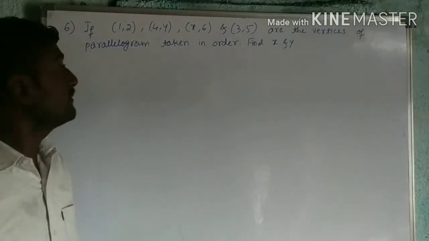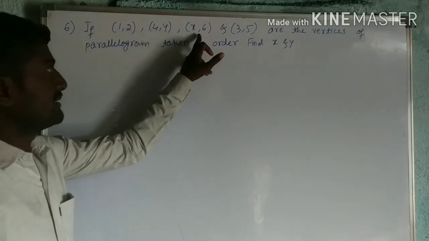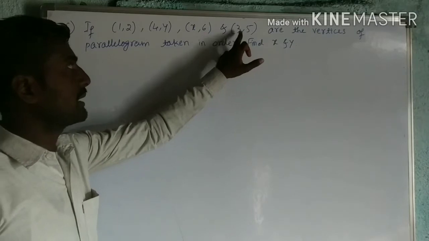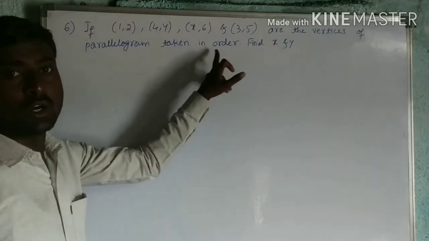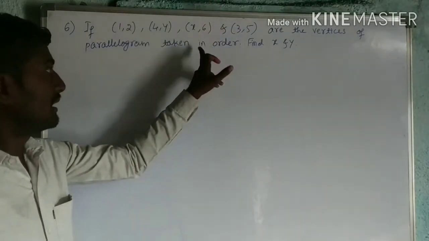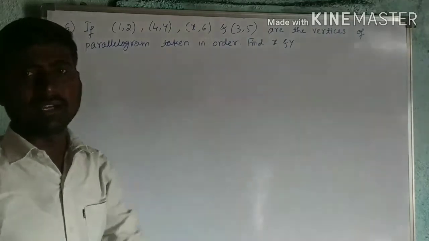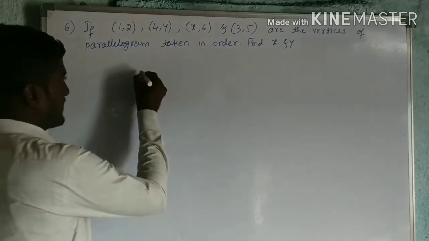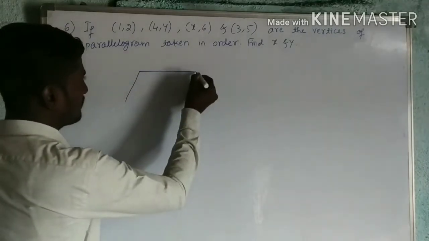Next, sixth question. If 1 comma 2, 4 comma y, x comma 6 and 3 comma 5 are the vertices of a parallelogram taken in order, find x and y. These are all the vertices of the parallelogram, taken in order only. So let us first draw a parallelogram.